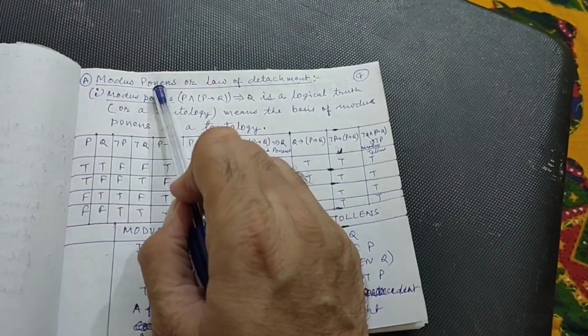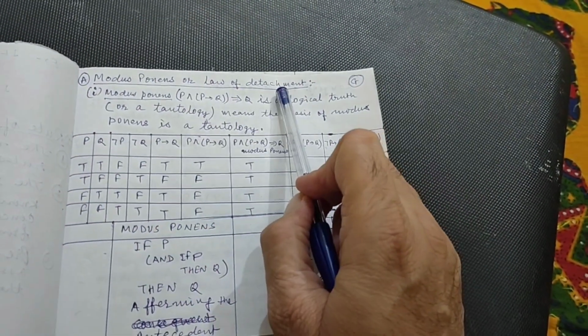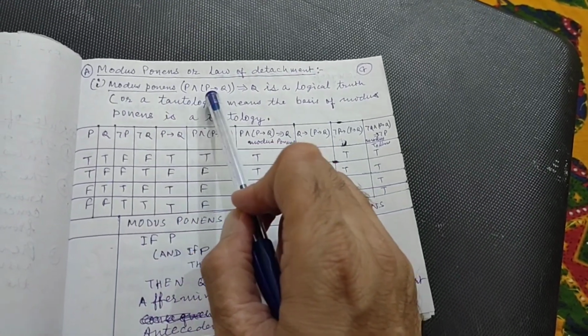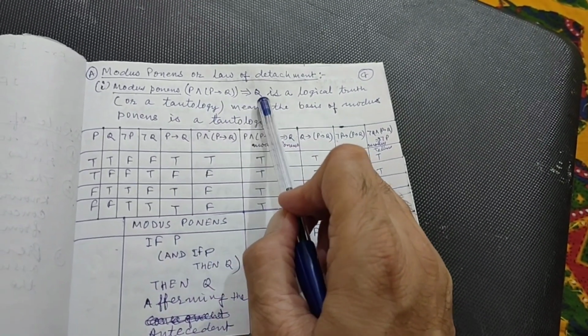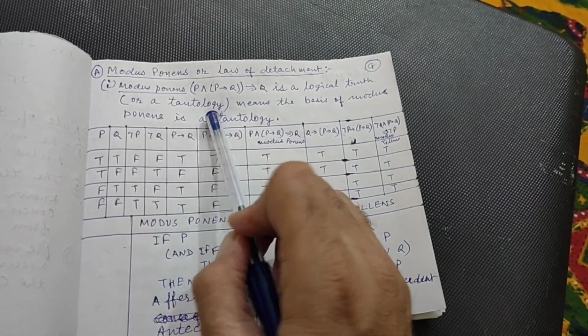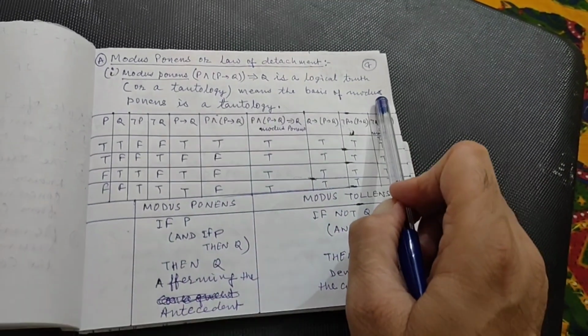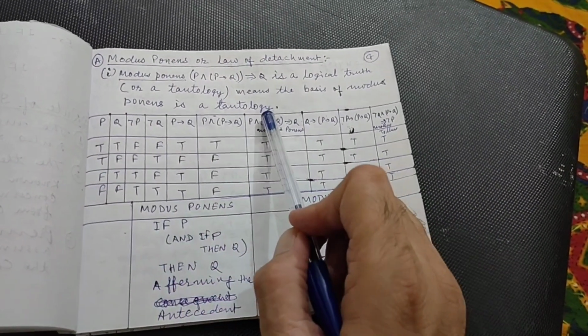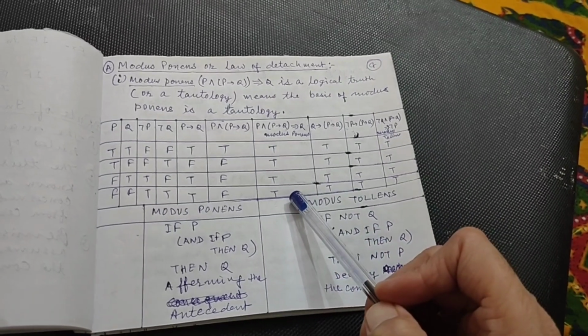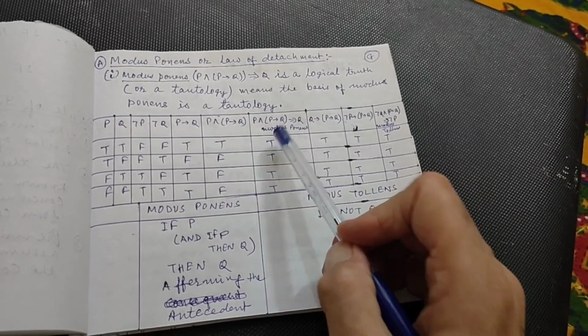What is modus ponens or the law of detachment? Modus ponens is (P and P implication Q) implies Q, which is a logical truth or a tautology. This means the basis of modus ponens is a tautology. Tautology means all T must come here. So this is modus ponens.